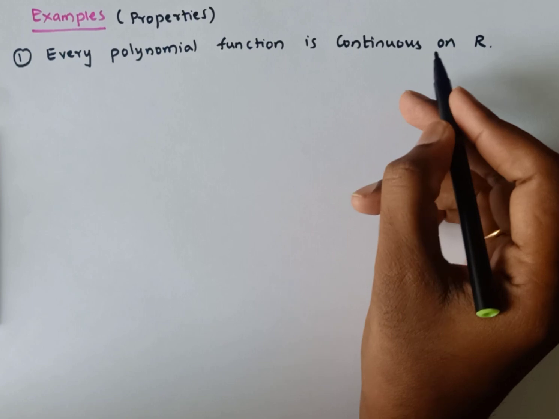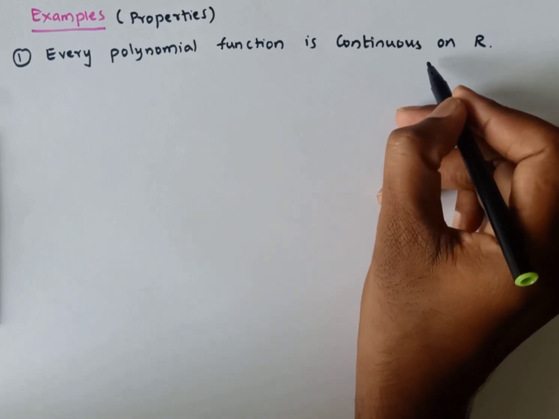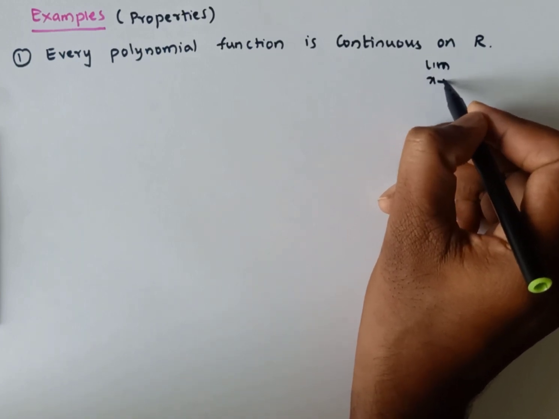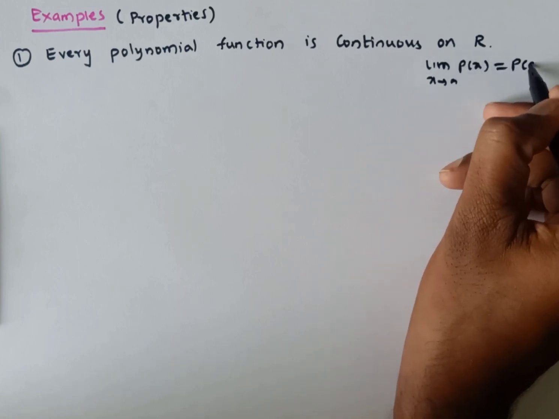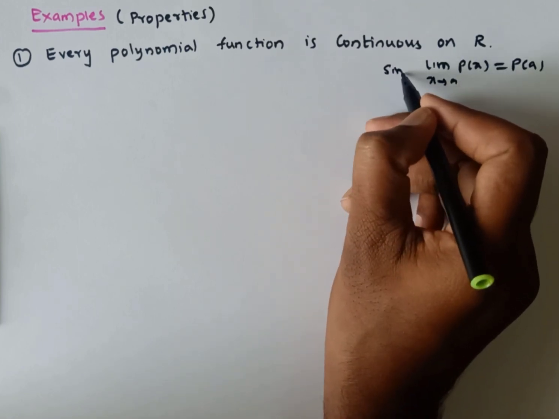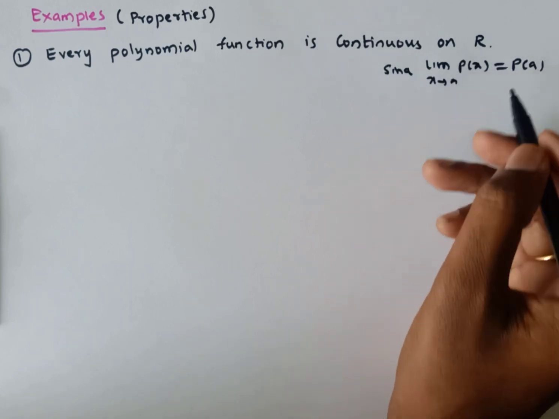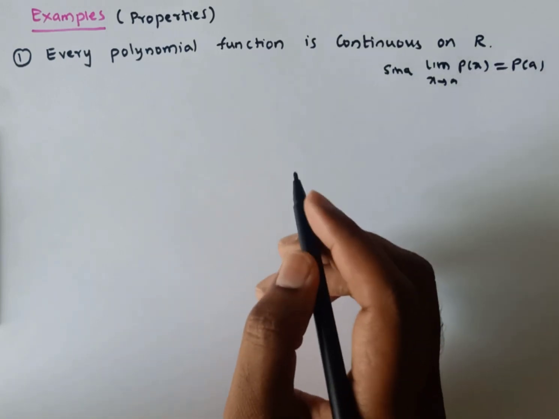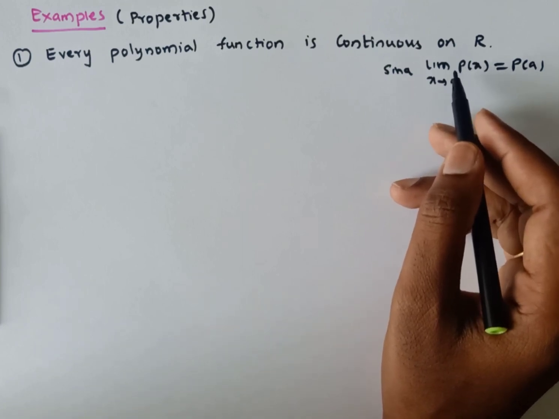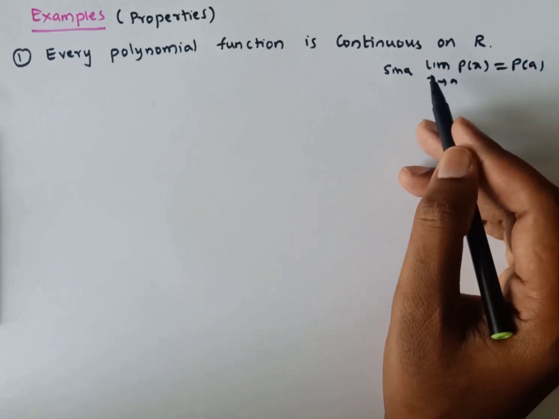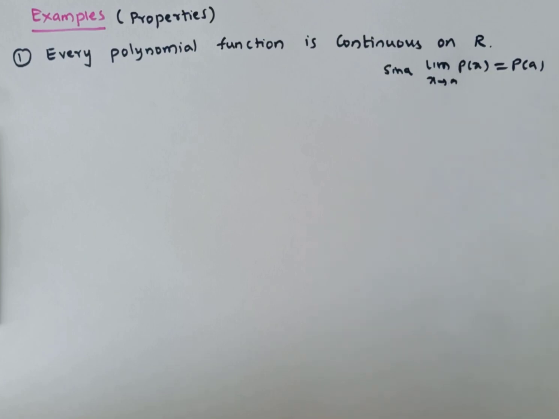See why it is always continuous: since we know that the limit as x tends to a of a polynomial function p of x is p of a, that's why it is continuous. Or if we see the graph of any polynomial function, it is continuous, so there are no breaks or holes on the graph.